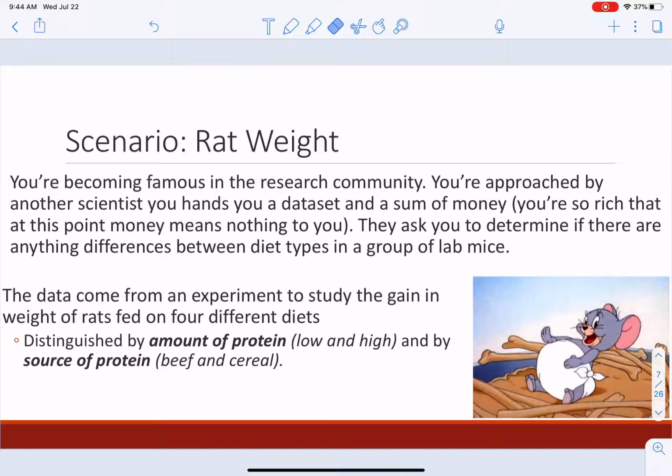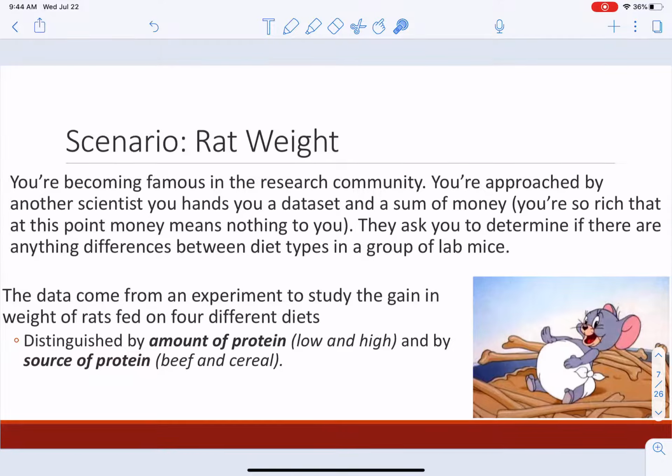So we've got these 40 rats, and we're measuring their weight, okay? And I think that's in grams. So we're measuring weight in grams, and we want to see how the weights differ between these 4 different diets, okay? And the diets are distinguished by the amount of protein and where the source of that protein is, right? So we have a low and a high amount of protein, and they can either come from cereal or beef, okay? So four different diets.